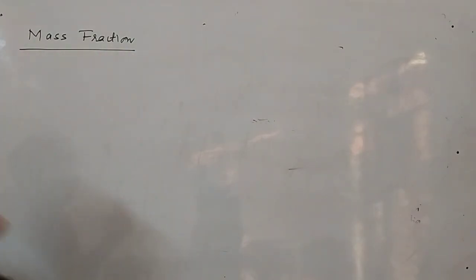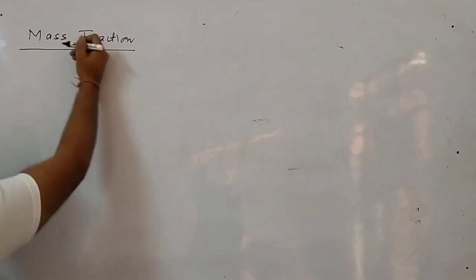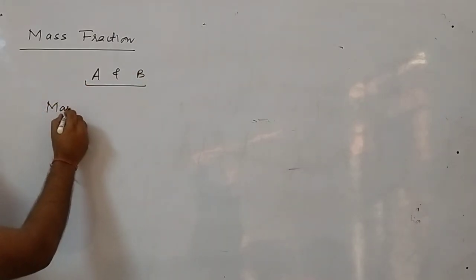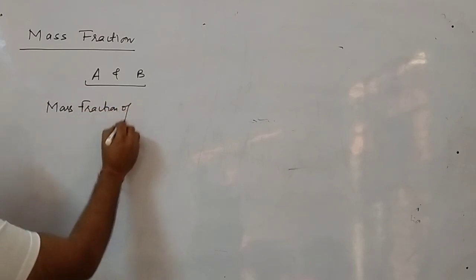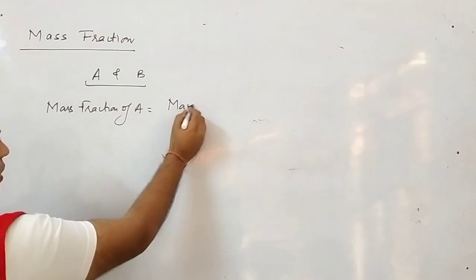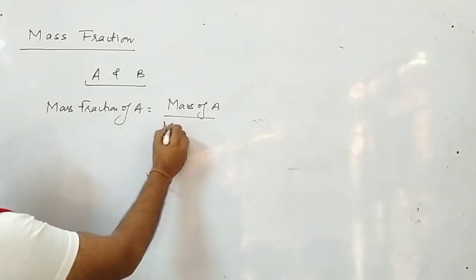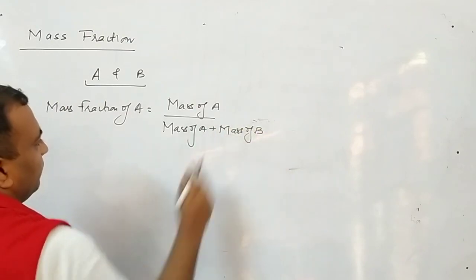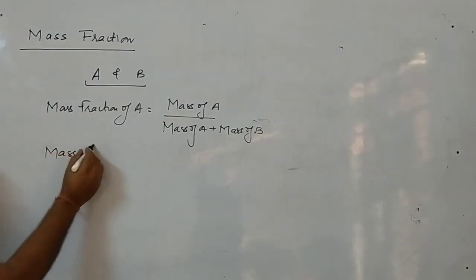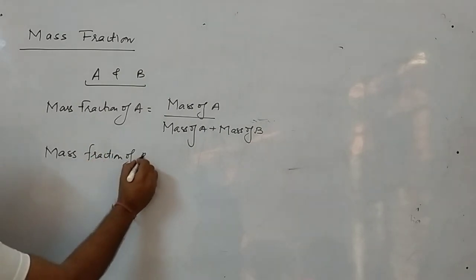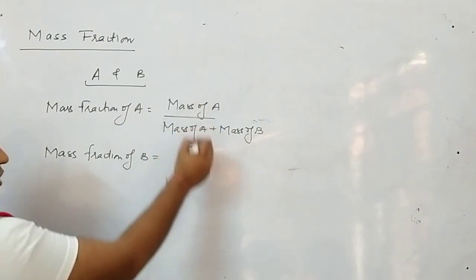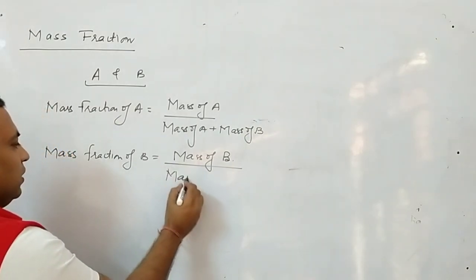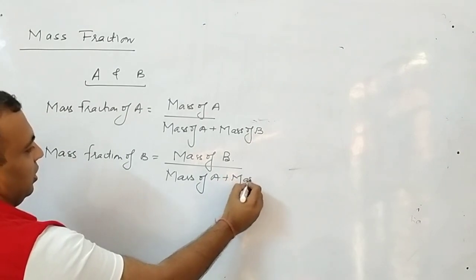Now listen students, suppose I am having two components, simply say sugar, or you can say two components A and B. So remember, mass fraction of A is the ratio of mass of A upon total mass of all the components, that is mass of A plus mass of B. Similarly, I can calculate the mass fraction of B. It will be the ratio of mass of B upon mass of A plus mass of B.